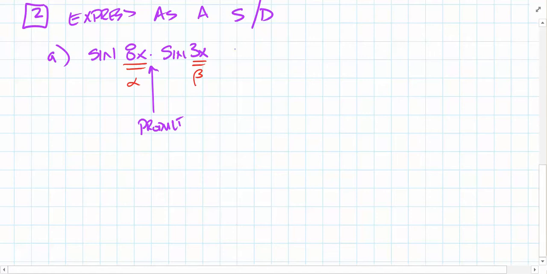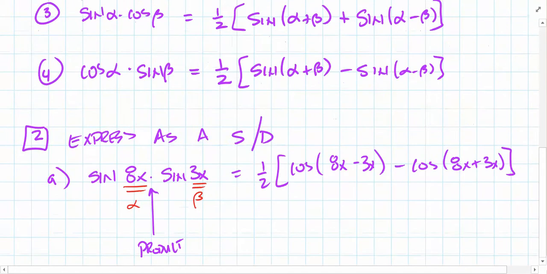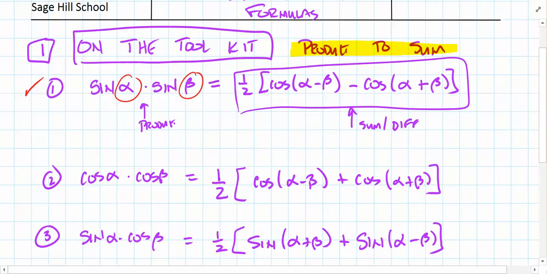So we're literally going to plug in. We're going to do our 1/2, we're going to do our cosine of 8x minus 3x minus cosine of 8x plus 3x. Okay, where did I get that from? Toolkit, right? That's exactly what it says right up here. We're going to do 1/2 cosine alpha minus beta minus cosine alpha plus beta.